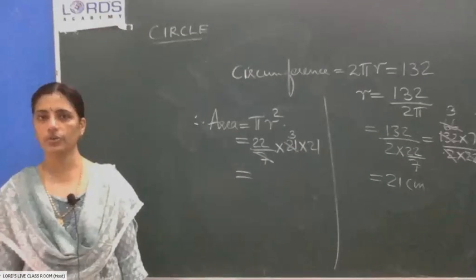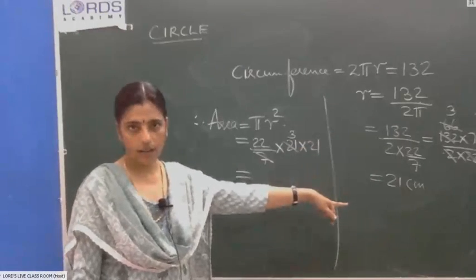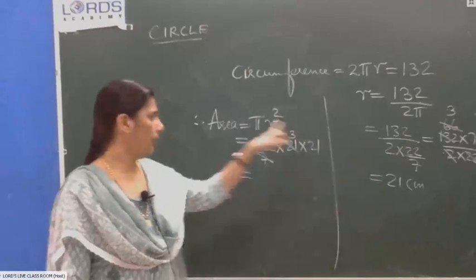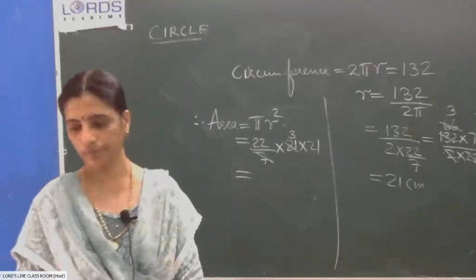Area formula pi r square, circumference formula 2 pi r. From that you will get r. Simplification you want to know. After getting the r, that r you substitute here and get the value.